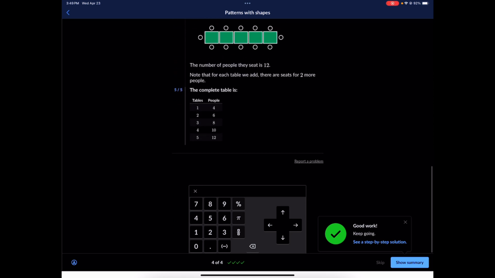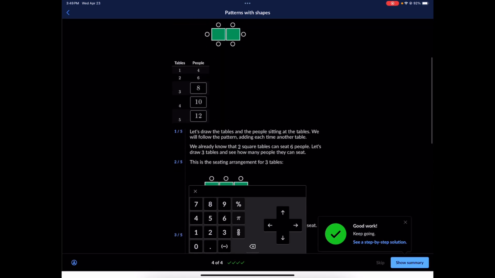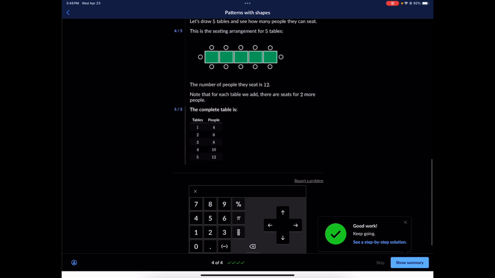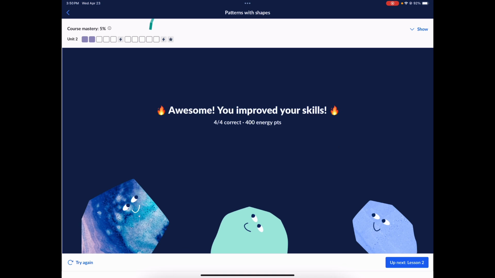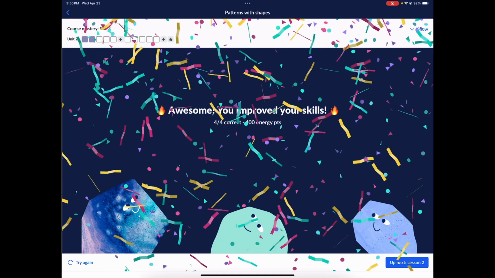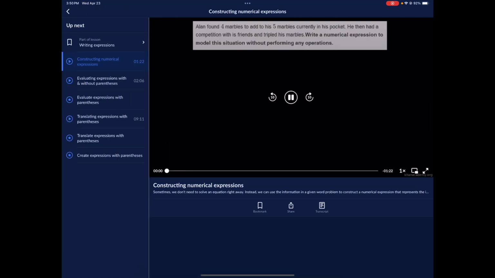So here's the step-by-step solution. It's a pretty big one. So I'll go ahead and just scroll. Otherwise, happy studying. All right, very good. So that's the end of patterns with shapes. Let's move on to our next one.